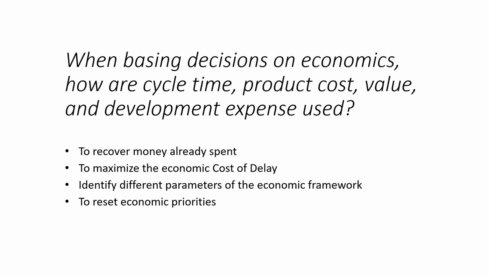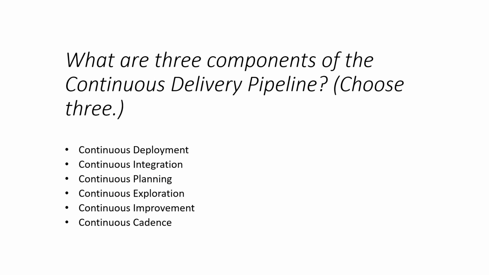So the next question is, when basing decisions on economics, how are cycle time, product cost, value, and development expense used? Let's see what the correct answer is here. I'll take a few seconds so that you can go through the options and pick one for yourself. The right answer is identify different parameters of the economic framework. Okay, let's move to the next one.